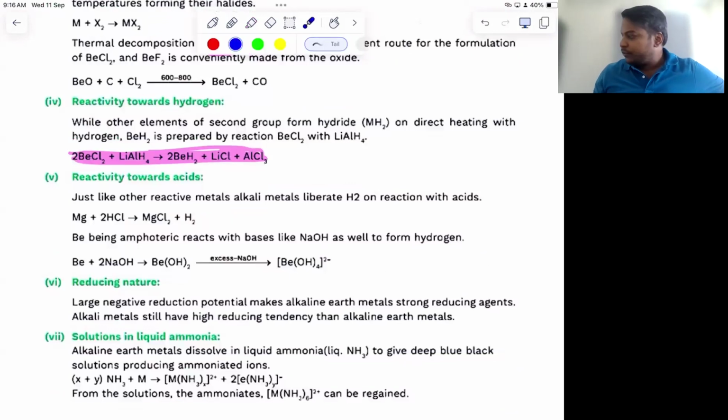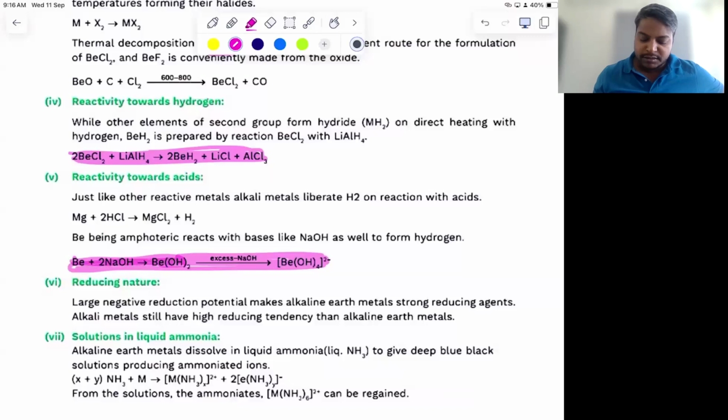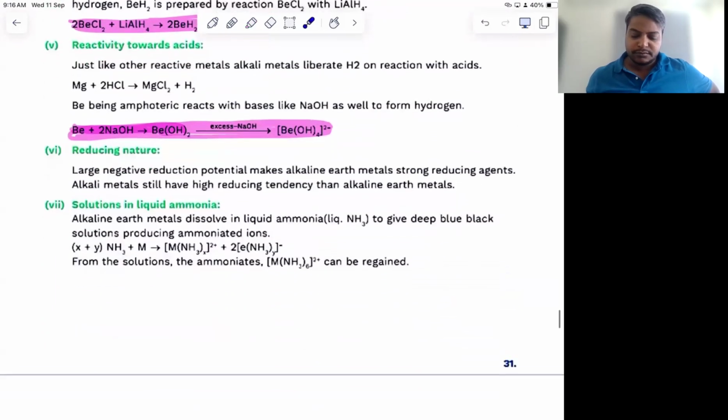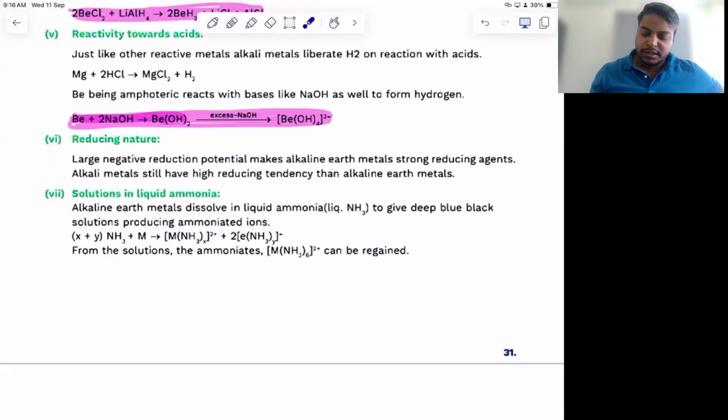Next, reactivity towards the acid here. If you notice, magnesium when you treat with HCl will form MgCl2 and H2. While if you notice, beryllium being amphoteric, with NaOH, at first it will form Be(OH)2, and with excess it will form this complex. So beryllium has an amphoteric nature, so it forms this complex. Reducing nature, I told you that down the group it increases.